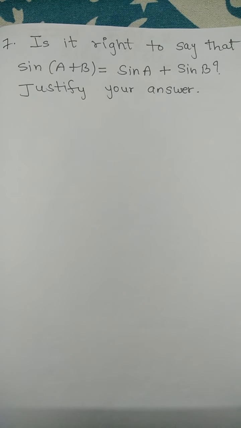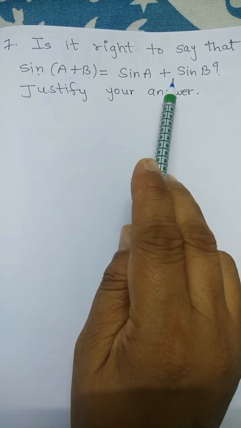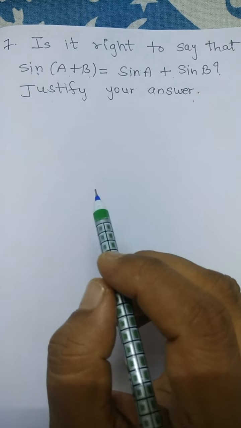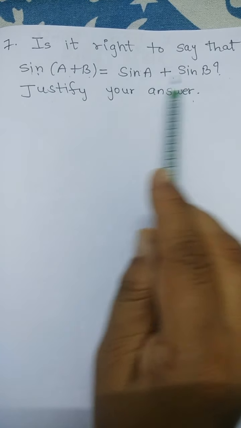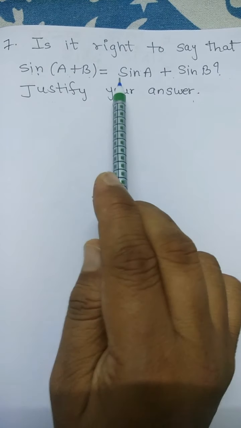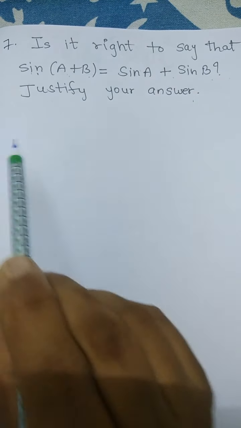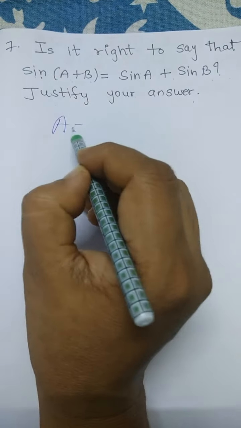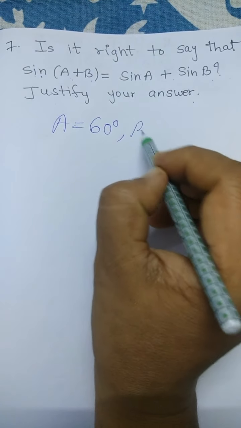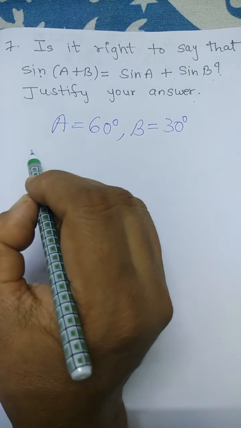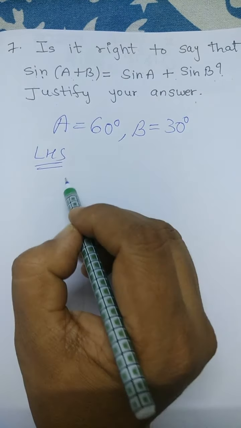Let us solve this problem. Is it right to say that sin(A+B) is equal to sin A plus sin B? Justify your answer. Here values are not given, so we have to take our own values and prove whether sin(A+B) equal to sin A plus sin B is right or not. Okay, so let us take A as 60 degrees and B as 30 degrees. So consider LHS.